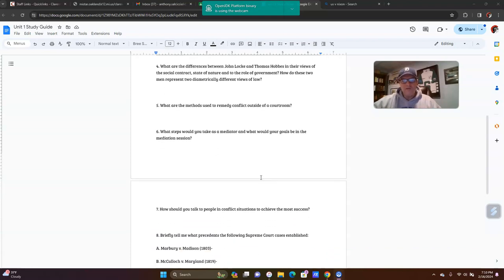Now, question 6, what steps would you take as a mediator and what goals? So we simulated that in class. So a mediator: calm, neutral, set some ground rules, don't let people talk over each other, propose some different solutions. A mediator is there to help, but they have no real teeth. If they can't come to a solution at the end, they have to maybe move to something a little heavier. But if you're a mediator, you're looking for common solutions, calm, neutral, that kind of thing.